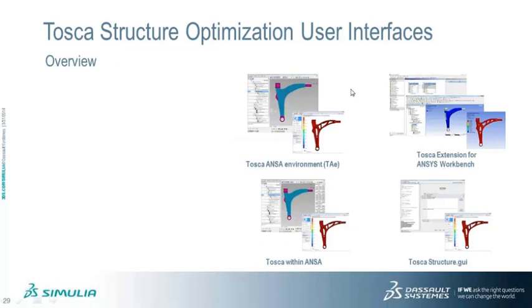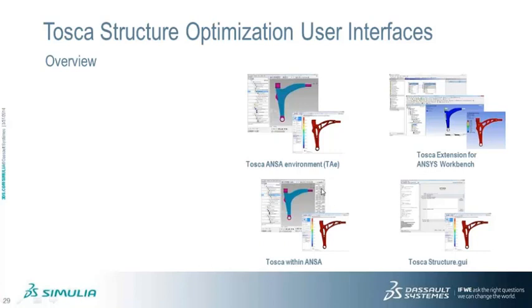On the other hand, we have the Tosca extension for ANSYS Workbench, which integrates Tosca topology optimization seamlessly into the ANSYS Workbench environment, and we as well have the Tosca Structure GUI, which is a kind of form-based way to create your optimization setup.